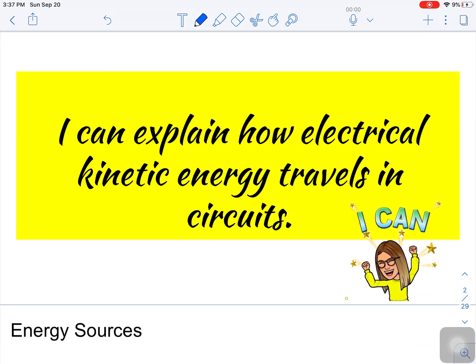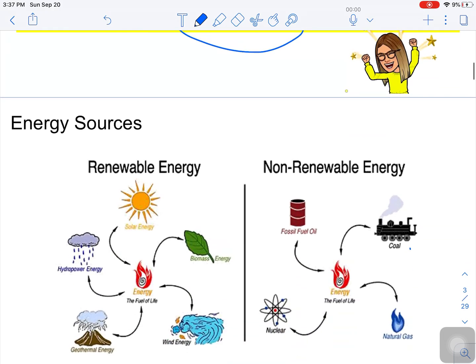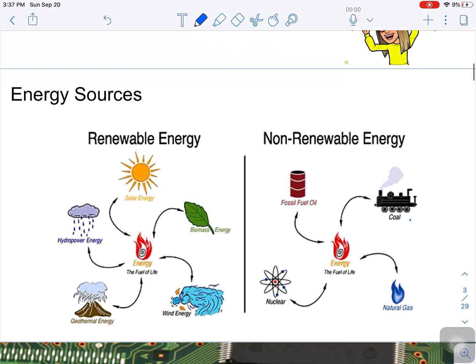All right, so here's your learning goal. Learning goal is I can explain how electrical kinetic energy travels in circuits. Okay, so we know that energy can't be created or destroyed, right? The law of conservation of energy, it just changes form. So when I flip a switch and electricity comes through the wires to charge my iPhone, where does that energy come from? Well, it comes from 2 main sources.